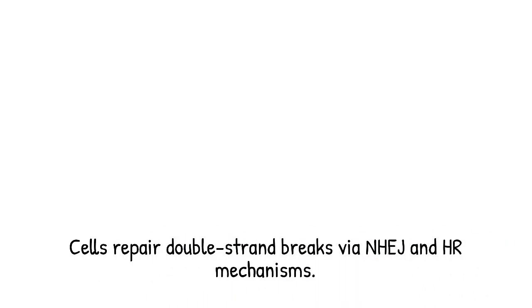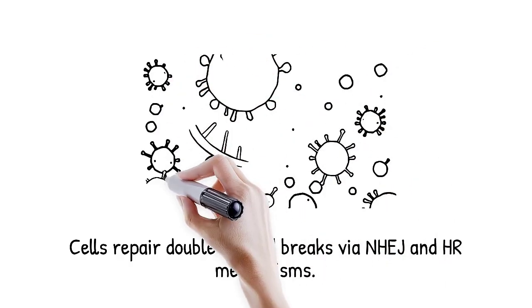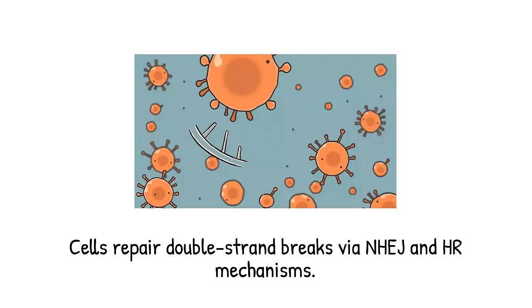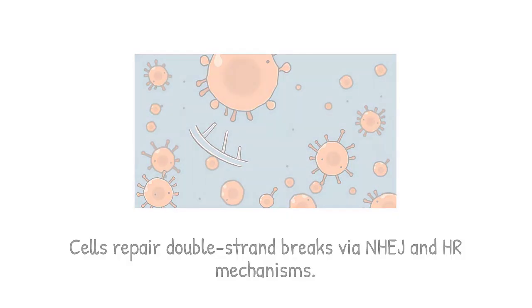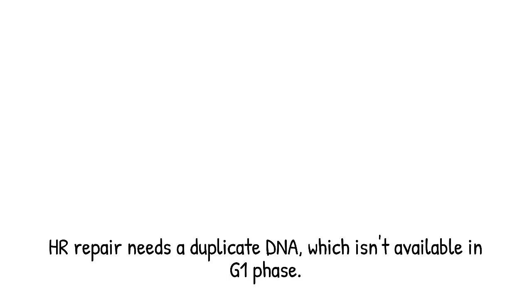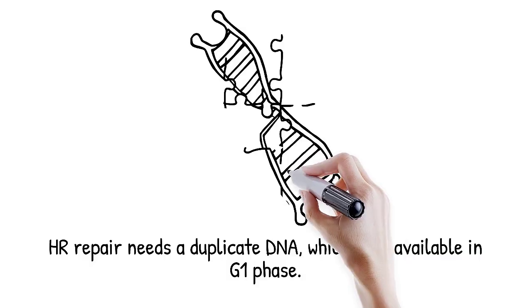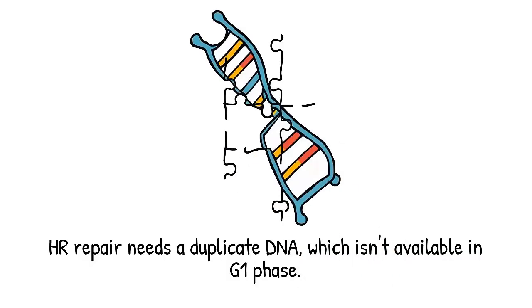Cells have two primary mechanisms for repairing double-strand breaks: non-homologous end joining, NHEJ, and homologous recombination. NHEJ simply fuses the broken ends together, but it is error-prone and can cause small insertions or deletions. HR, on the other hand, uses a sister chromatid or homologous chromosome as a template to restore the correct sequence. This requires that the cell be in a stage of the cell cycle where a duplicate DNA copy is available.